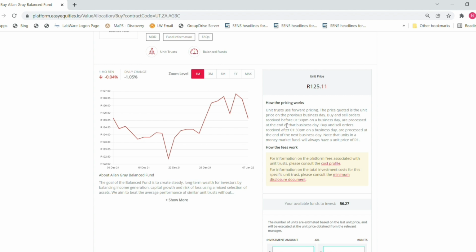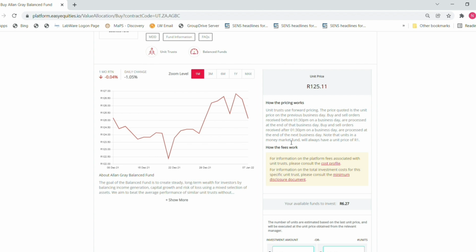So right now the time is 3 minutes to 1. So it means if I place the buy order now, because it's not yet 1:30, that buy order is going to be processed at the end of today. And then it says buy and sell orders received after 1:30 p.m. are processed at the end of the next business day.